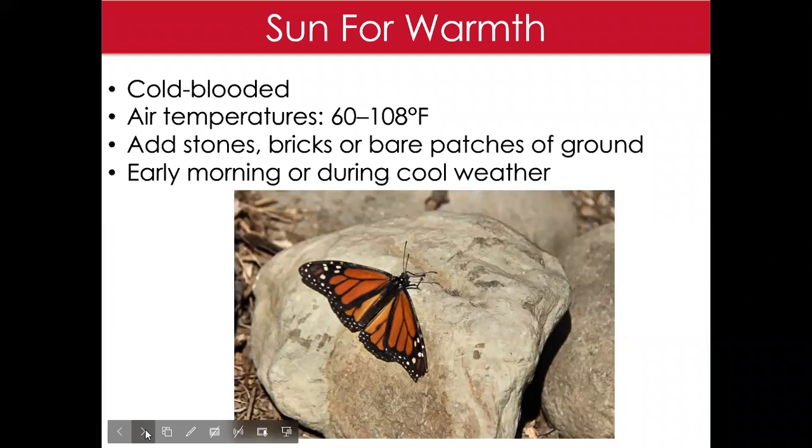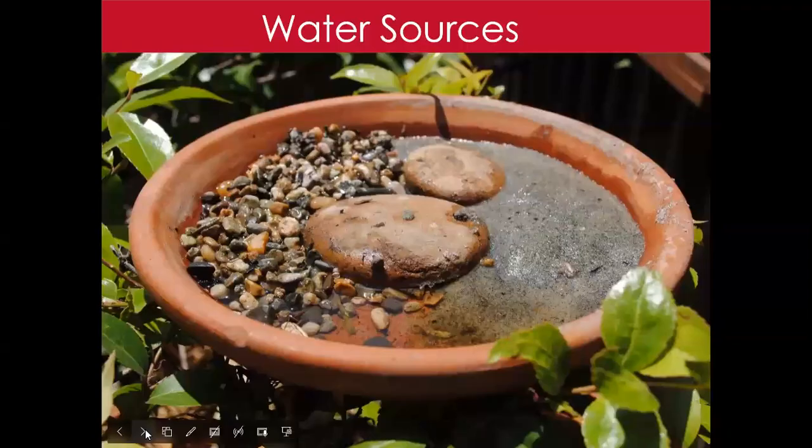So here we have one benefit of having a sunny location. Since butterflies, for example, are cold-blooded, they like to sunbathe to warm themselves up. An easy way to help them with that is by adding stones or bricks, or having bare patches of ground in your pollinator garden for them to rest on. And that really helps them out.